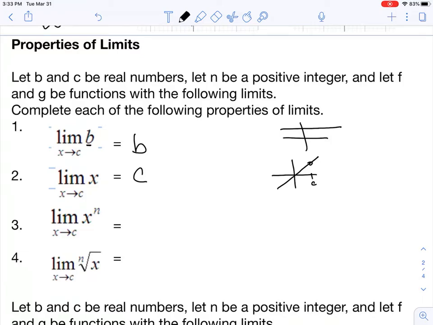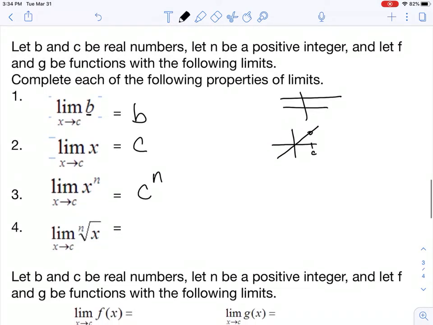All right, number 3 is a power function, x to the n. It could be any value, squared or cubed or anything like that. But because x to the n is a nice polynomial, there's not going to be a place where it's undefined or it takes off to infinity. It doesn't have any vertical asymptotes, so we can just do a nice substitution. The limit as x approaches c of x to the n is c to whatever power the n is.